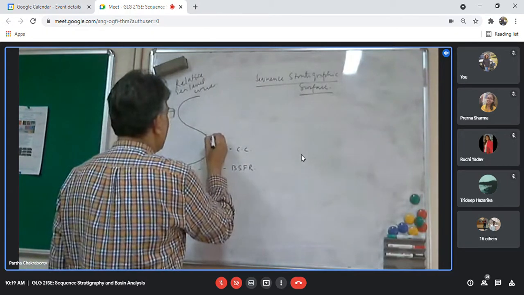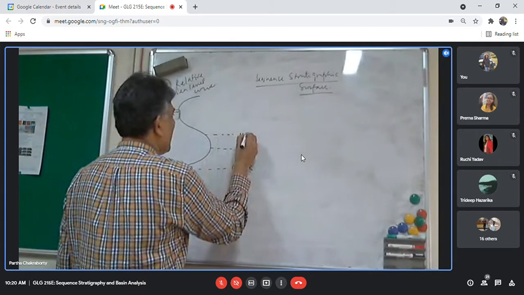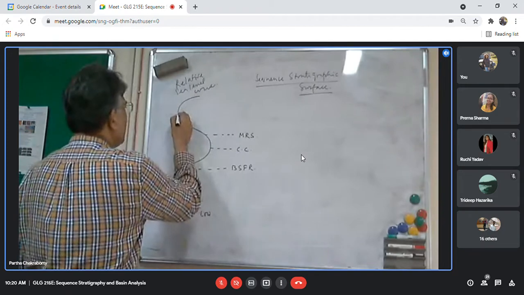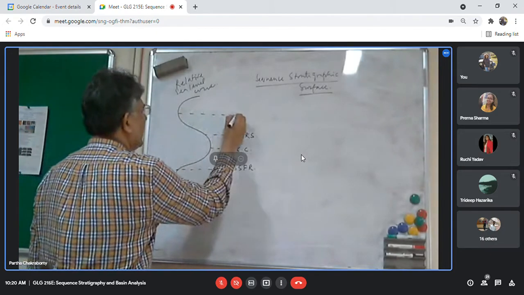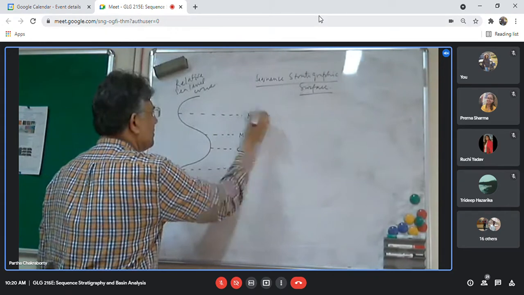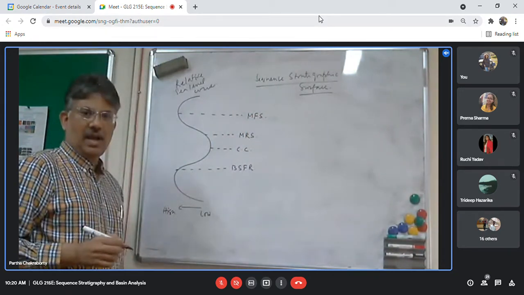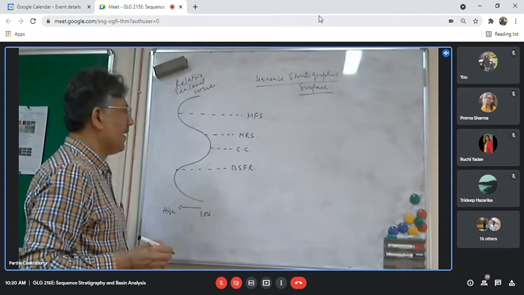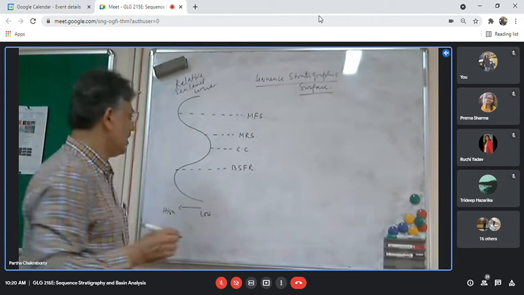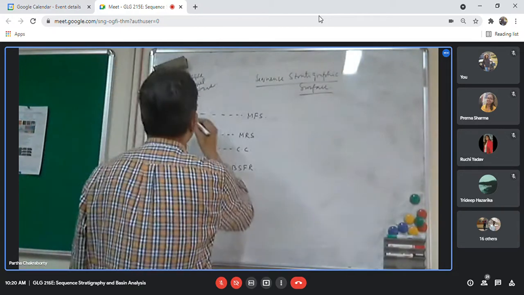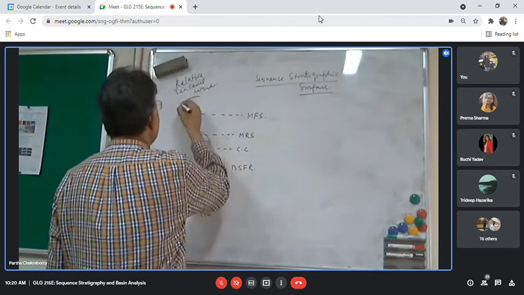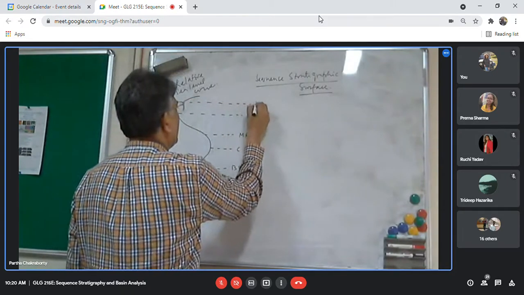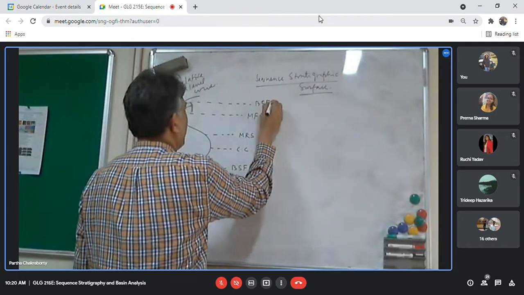This I mark as MRS, maximum regressive surface. This I mark as MFS, maximum flooding surface. Okay? Fine? And then again I am reaching the same point.